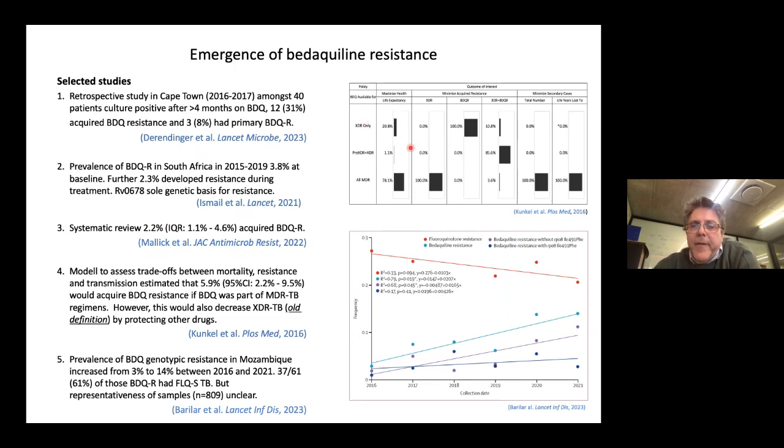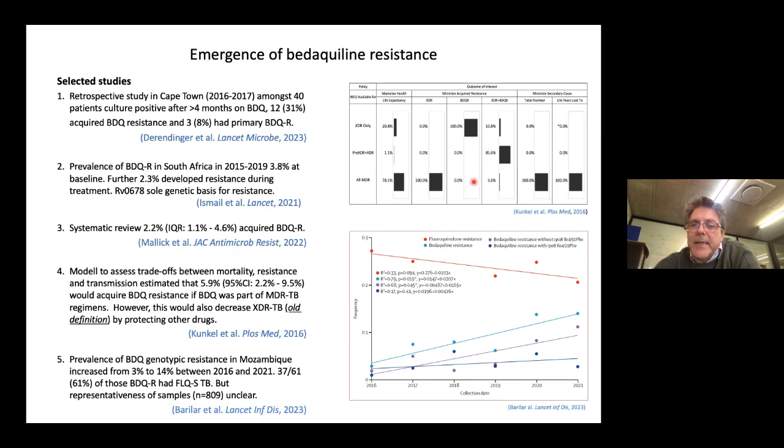And what they found was that if we provided bedaquiline to all patients with NDR, you can see from these black bars, we would maximize the life expectancy of patients. We would minimize acquired resistance of XDR under the old definitions, and we'd also minimize the secondary cases and life years lost. So providing bedaquiline to all patients is clearly beneficial.